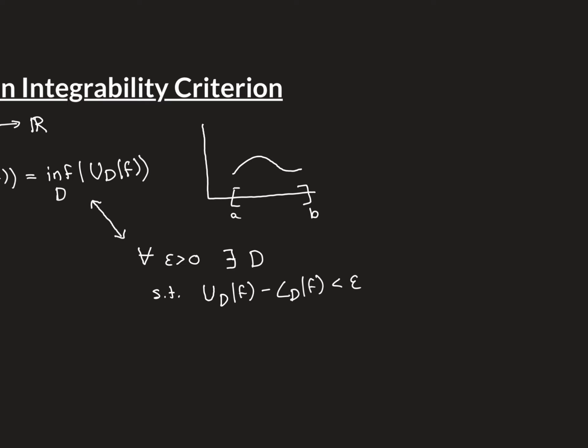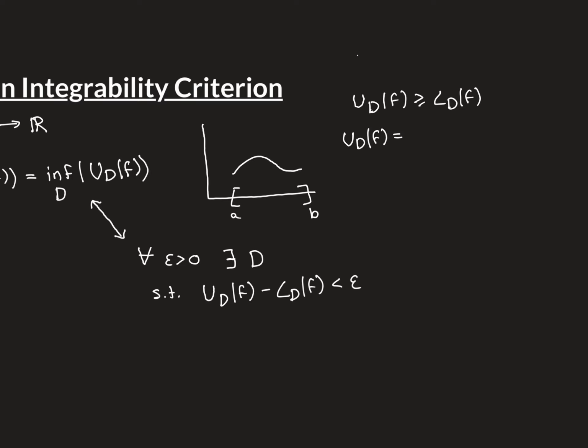Now remember that the upper Riemann sum over any dissection D is always going to be greater than or equal to the lower Riemann sum over that dissection. That follows just from the definition of the upper and lower Riemann sums. So let me remind you of what the definition for the upper Riemann sum is.